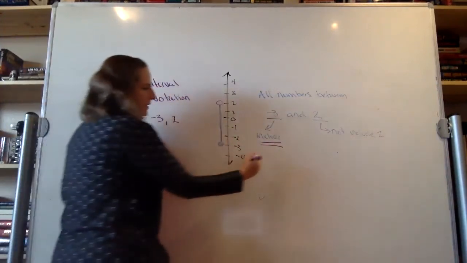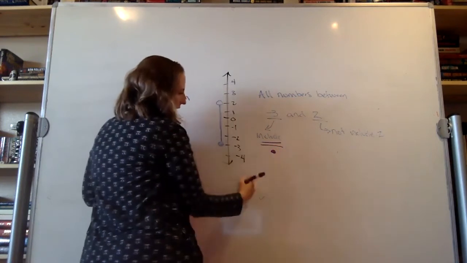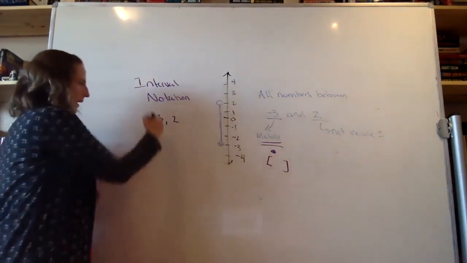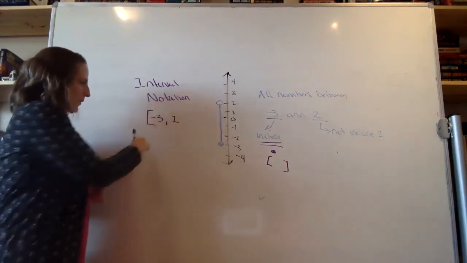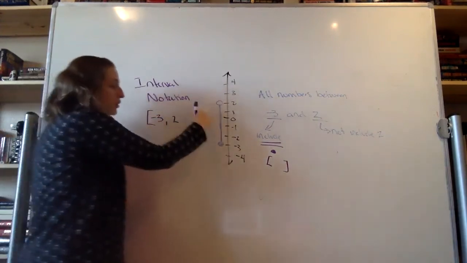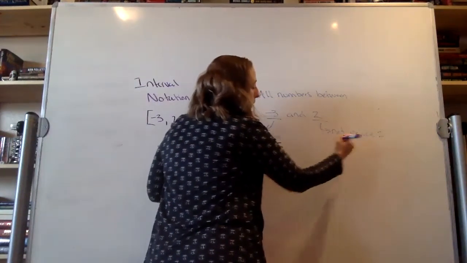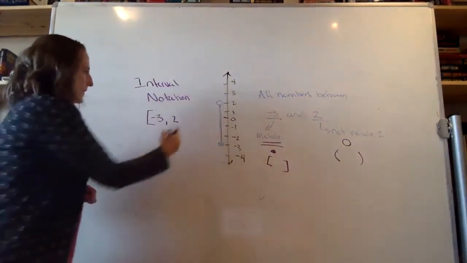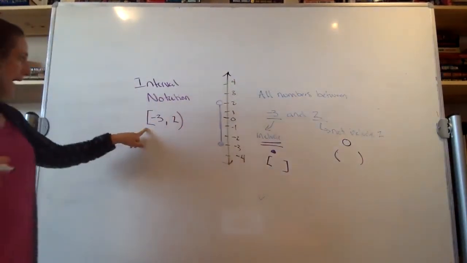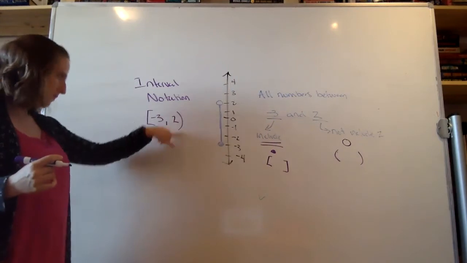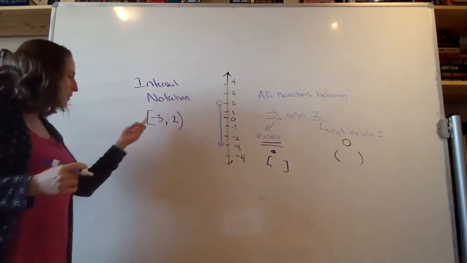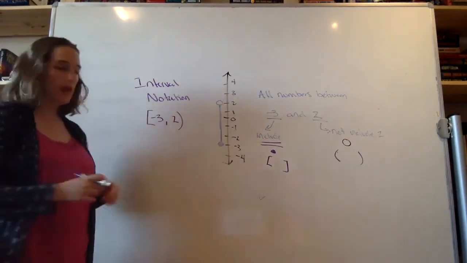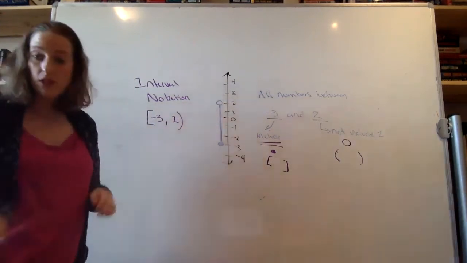When we include something, we use a solid dot, and then we use a bracket, either a left bracket or a right bracket. So I'm going to include -3, that's going to be a bracket. At 2, which is not included, that's the open circle on our graph. And in our interval notation, we're going to represent that with parentheses. So this bracket -3, comma 2, parentheses, means all numbers between -3 and 2, including -3, but not including 2, okay? Phew. All right, let's do another example.